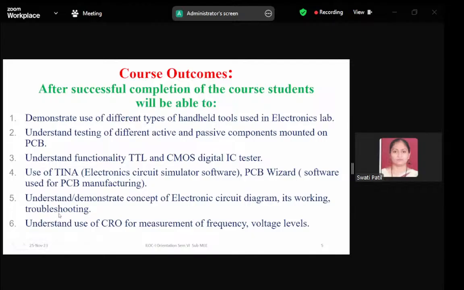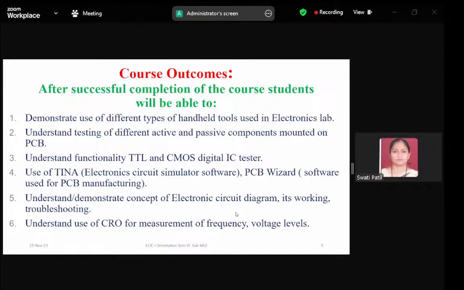PCB wizard software simulations, and you can understand the concept of electronic circuit diagram, how it is working, how we can troubleshoot that circuit diagram, and you will be able to understand the use of CROs by measuring the frequency and voltage levels. While performing this mini project, we have to implement some instructions.